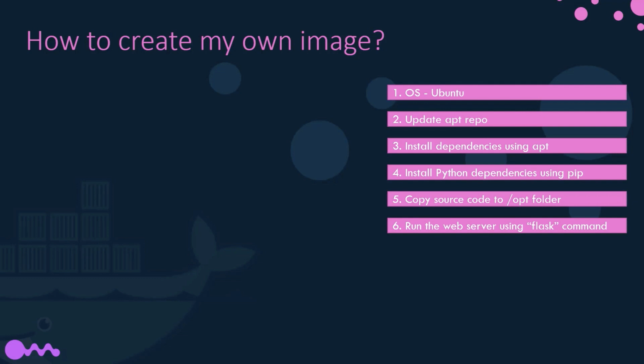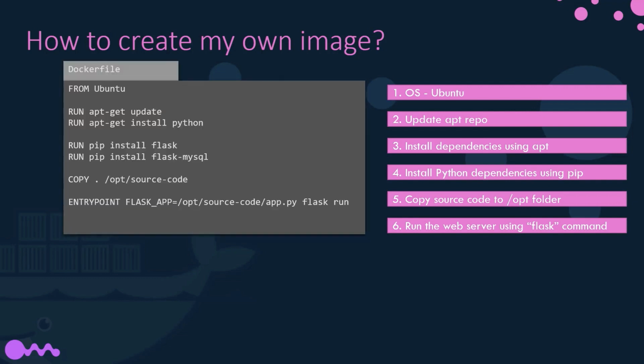Here's a quick overview of the process of creating your own image. First, create a Docker file named Dockerfile and write down the instructions for setting up your application in it, such as installing dependencies, where to copy the source code from and to, and what the entry point of the application is, etc. Once done, build your image using the docker build command and specify the Docker file as input as well as a tag name for the image. This will create an image locally on your system.